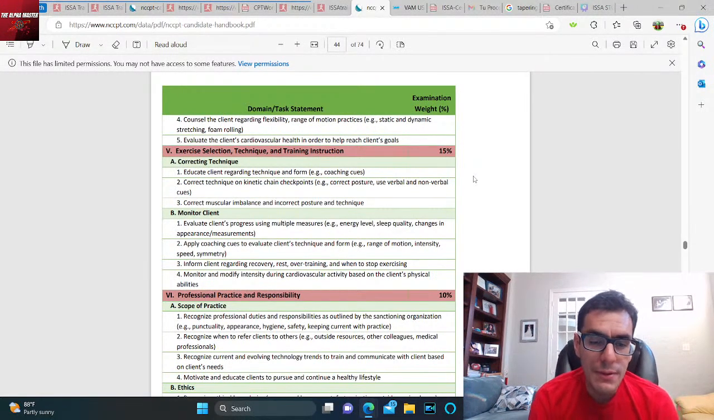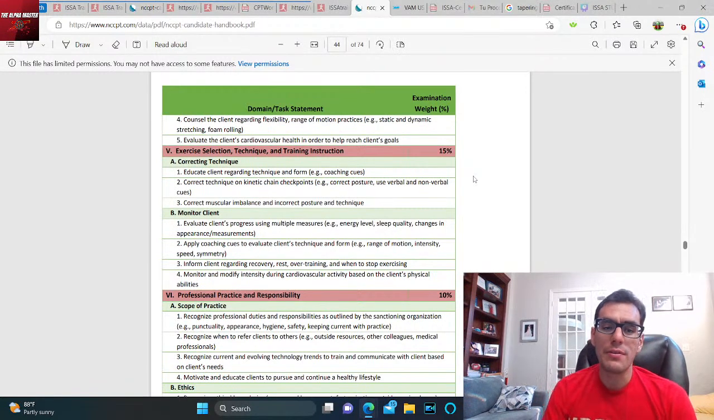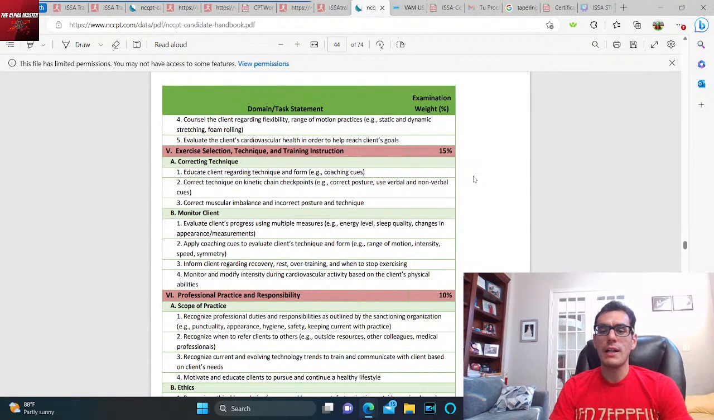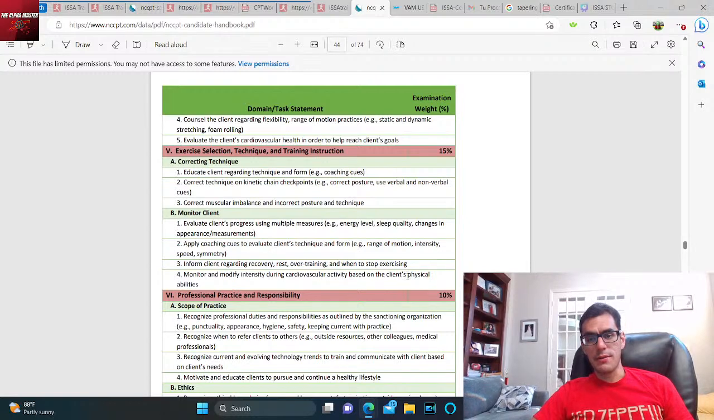Inform the client regarding recovery, rest, overtraining, and when to stop exercising. And monitor and modify intensity during cardiovascular activity based on the client's physical abilities. That's for monitoring the client.